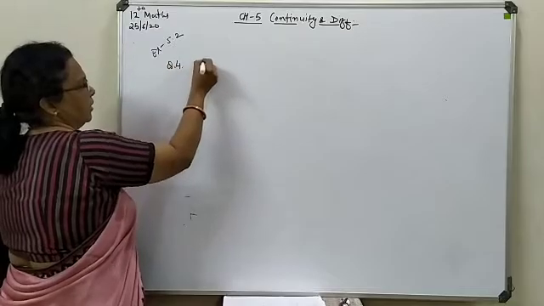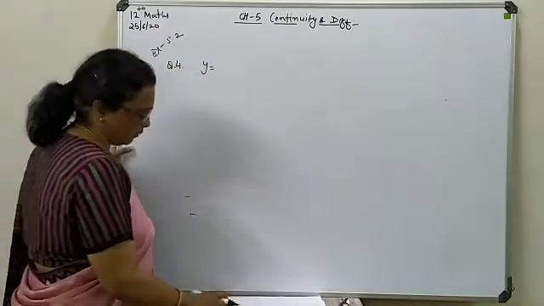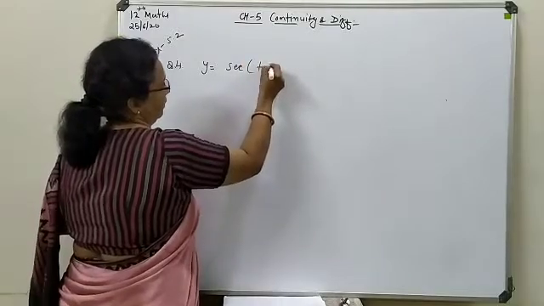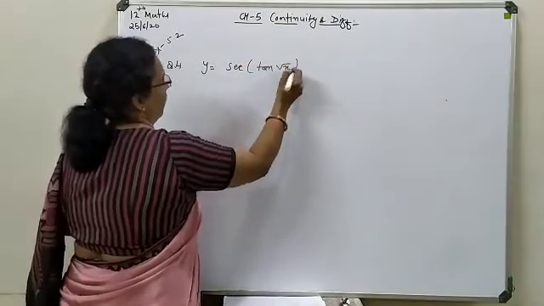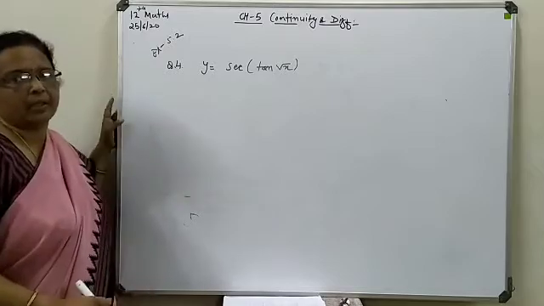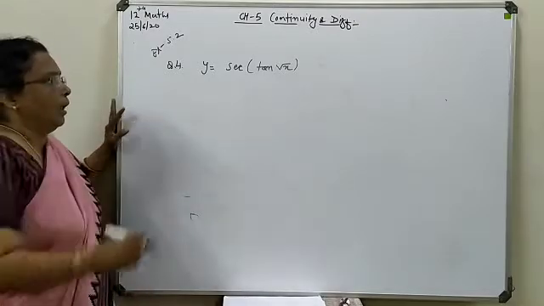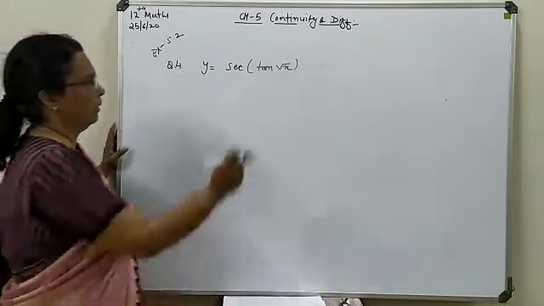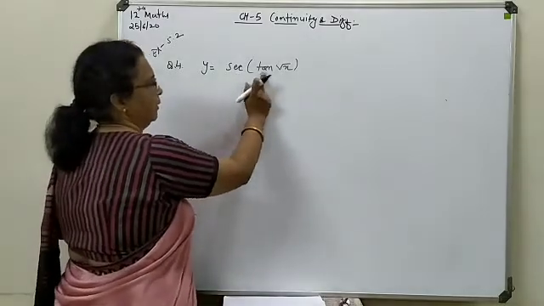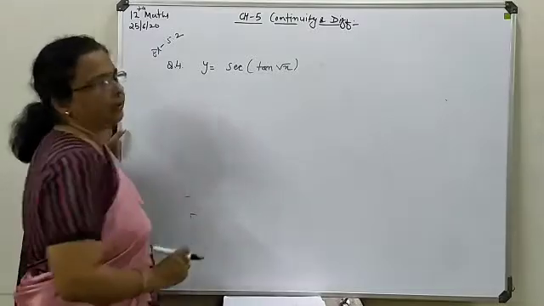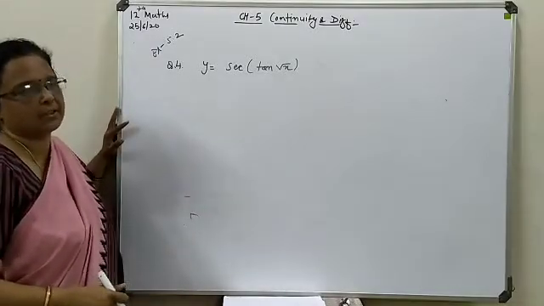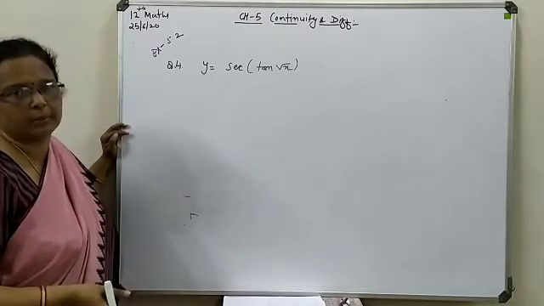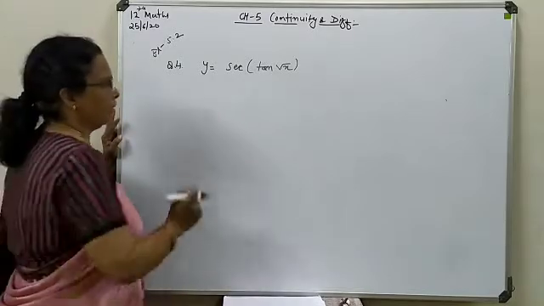Question 4 is y is equal to sec(tan(under root of x)). Here you can see in the given question 3 terms are written: sec, tan, and the third one is under root of x. So 3 functions are combined as a single function. So again you will implement your chain rule over here.